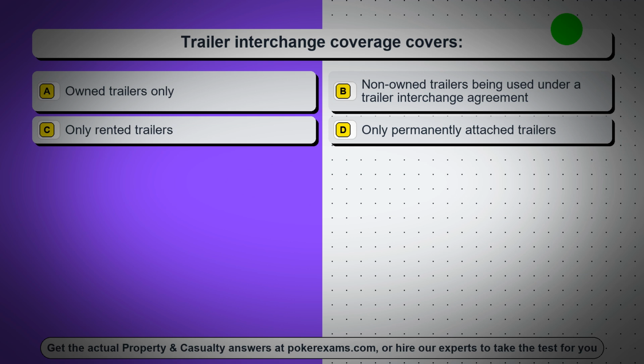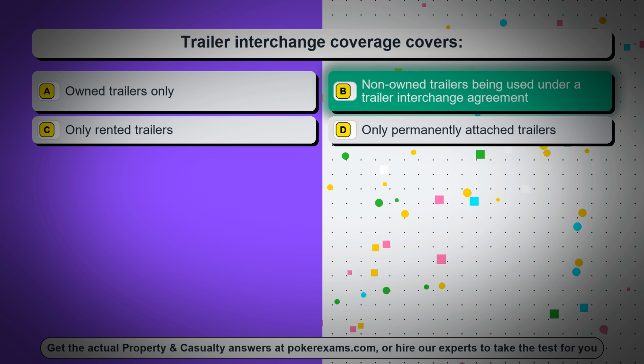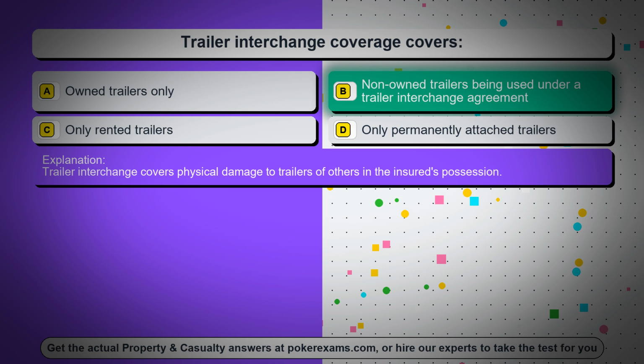Question 92. Trailer interchange coverage covers: Option A, owned trailers only. Option B, non-owned trailers being used under a trailer interchange agreement. Option C, only rented trailers. Option D, only permanently attached trailers. The correct answer is option B, non-owned trailers being used under a trailer interchange agreement. Trailer interchange covers physical damage to trailers of others in the insured's possession.